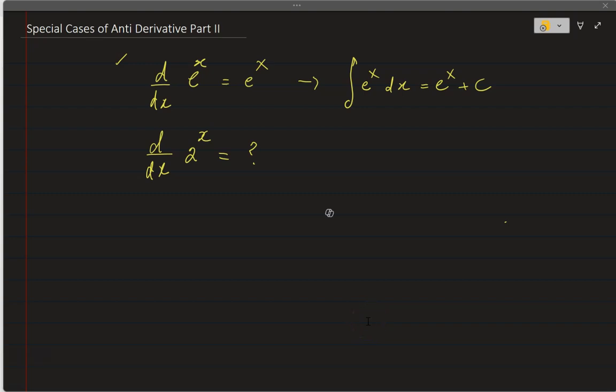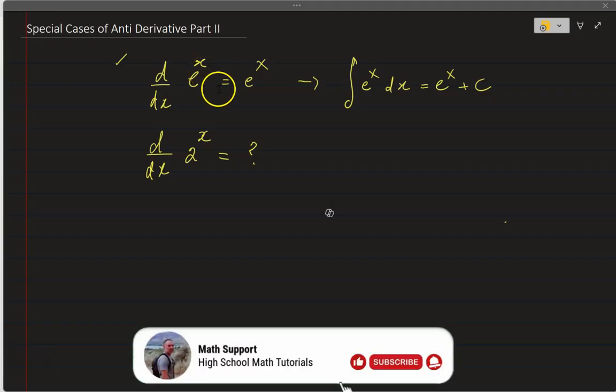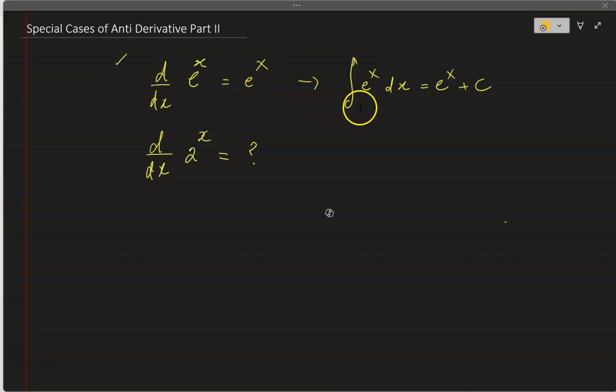We're going to talk about two special cases of antiderivative, and one of them we talked about in one of the last videos: the e to the x function. If you take the derivative of e to the x, it's itself, and you need to take the antiderivative of it. Now, this elongated S, if you haven't come across it yet, is integral notation. The antiderivative of e to the x dx is e to the x plus the constant of integration that we talked about.